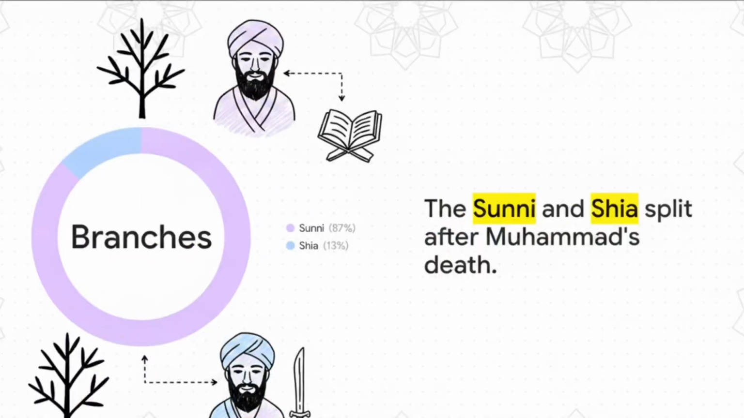Right after his death, a massive succession crisis kicked off. The community was split over who should lead next. Should they elect Muhammad's father-in-law, Abu Bakr, or his son-in-law, Ali? This early political divide ended up evolving into a lasting theological split. And today, we see this reflected globally, with roughly 80 to 90% of Muslims identifying as Sunni, who supported Abu Bakr, and about 13% as Shia, who supported Ali.